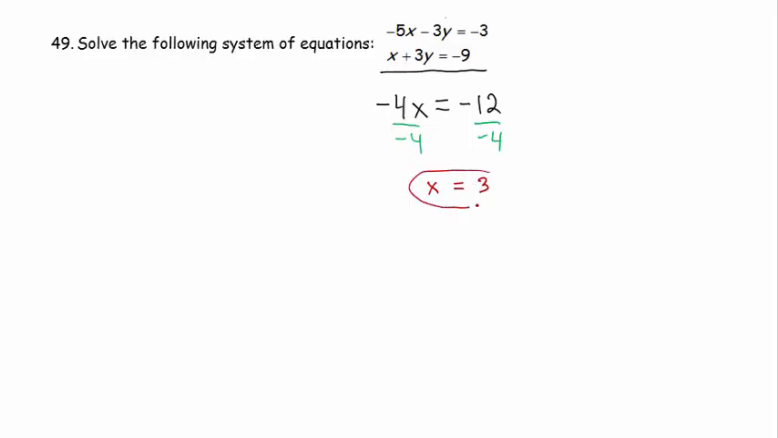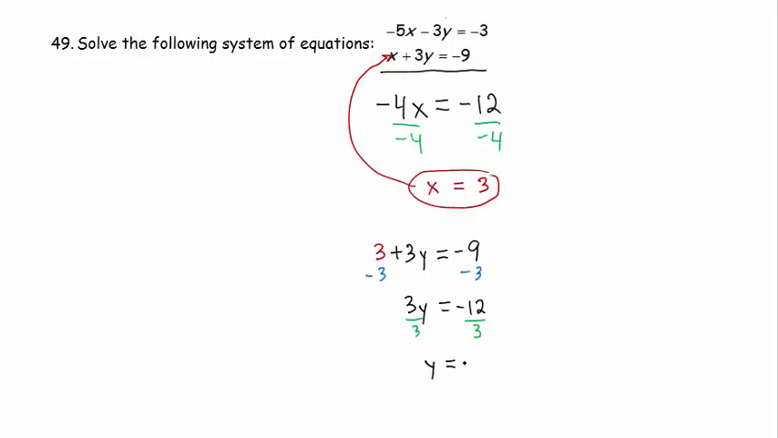Put this into either one of the original equations. I will put it right here. That will give us 3 plus 3y equals negative 9. Solving for y, I will subtract 3. We have 3y equals negative 12. Divide by 3, y equals negative 4. So the solution of the system, x is 3, y is negative 4. Let's check that.